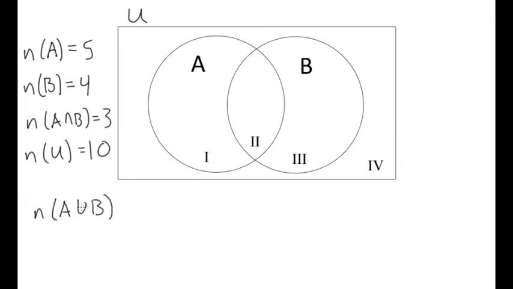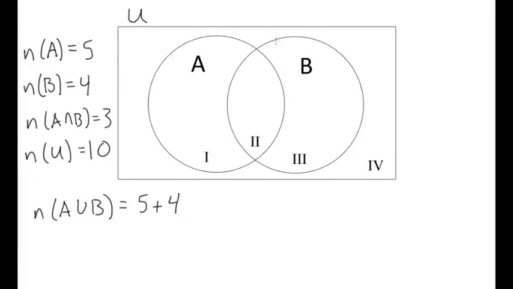Now from last time, we know that the union of A and B means the elements that are in A or in B or in both. And so what we may think we want to do is just take the two numbers and add them together, the number of elements in A and the number of elements in B. But doing just that doesn't quite work, and so let's look at why.